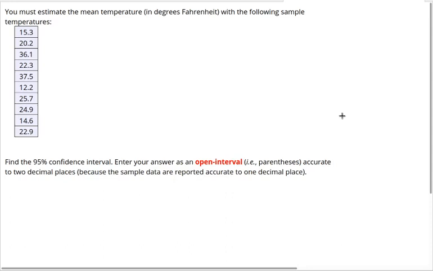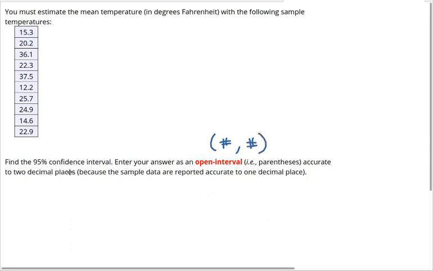You must estimate the mean temperature with the following sample temperatures. Find the 95% confidence interval. Enter your answer as an open interval. That is, we're going to enter our answers like this. We're going to put a number here, comma, number, and wrap that in parentheses.